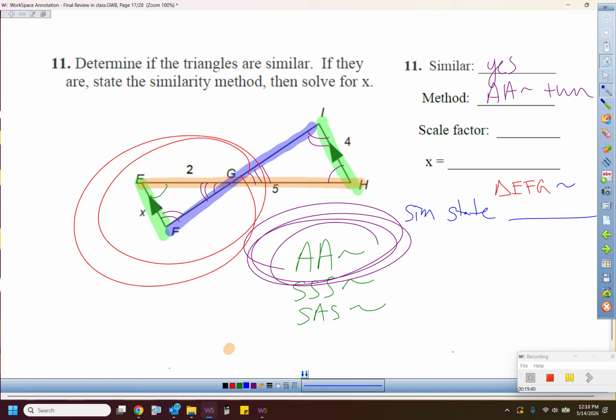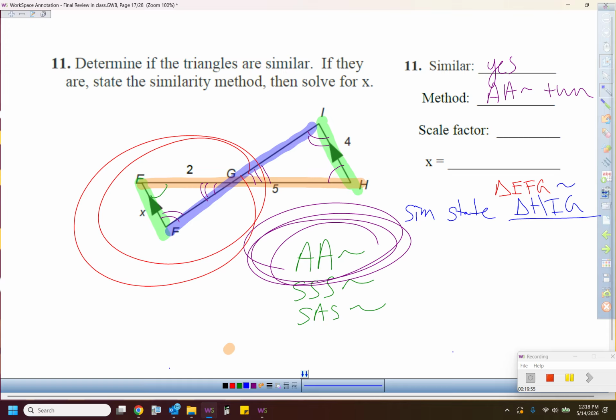Well, E's got that single arc mark in it. Shouldn't we go with H that has that single arc mark in it as well? Finish this guy up. So triangle H. F goes with I, and G goes with G. Are we okay with those? Right?